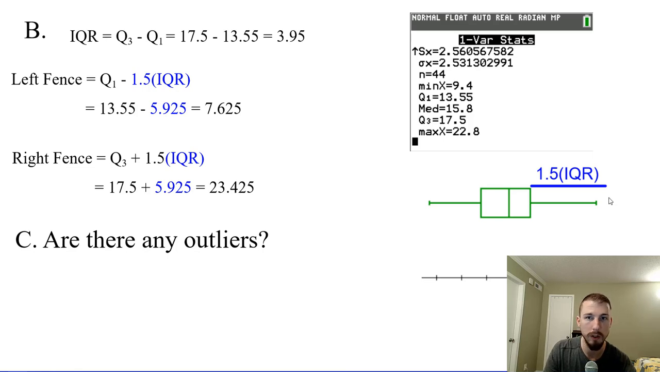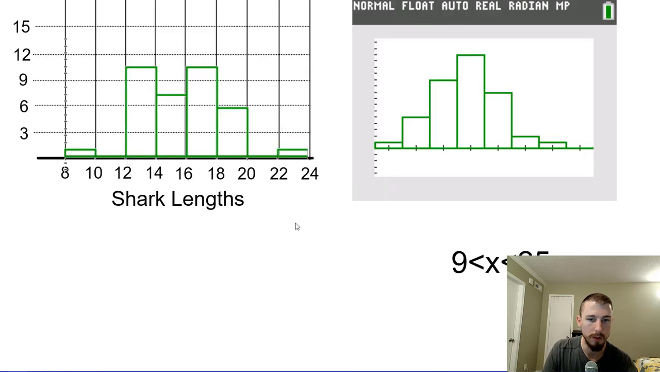So do we have any outliers? No, because our maximum and our minimum are within our left and our right fence, or you can just say within the fences. All right, so visually that's kind of what's going on. Graph that box plot, which is cool. Are there any outliers? We said no, because they're within the fences.